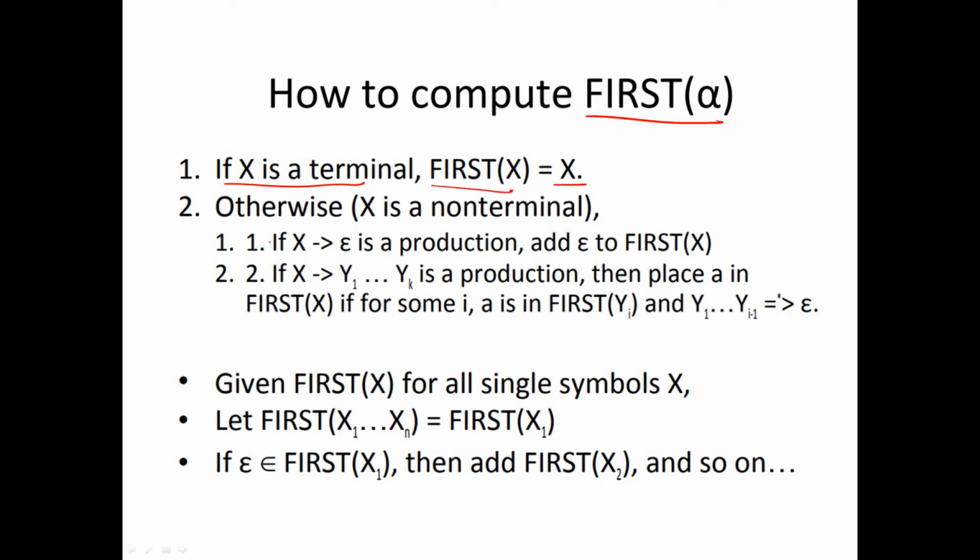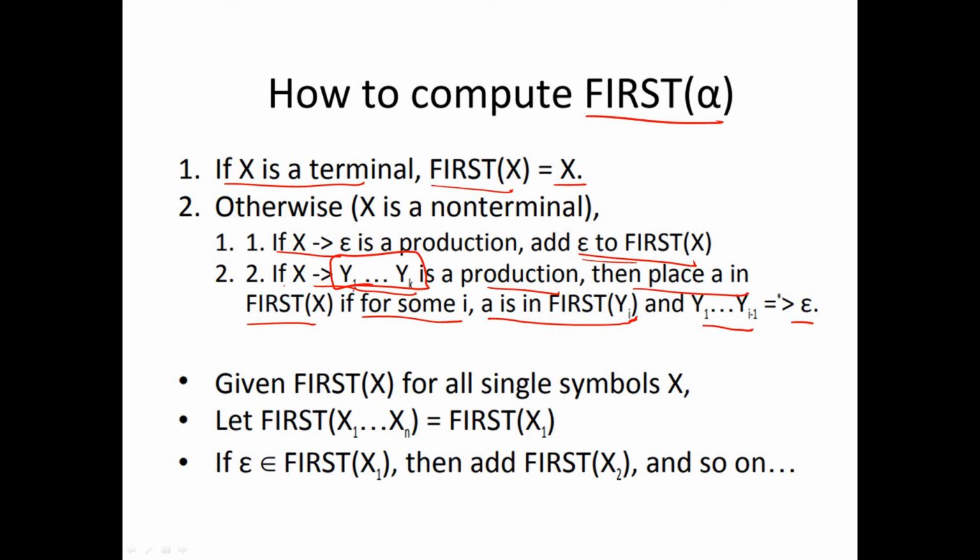Otherwise, if it is not a terminal, then if X goes to epsilon is a production, add epsilon to FIRST of X. And if X goes to Y1 up to Yk is a production, then place a in FIRST of X if for some i, a is in FIRST of Yi and Y1 to Yi minus 1 derive epsilon. So I'm checking whether a particular element is in between, and if so, I add it.